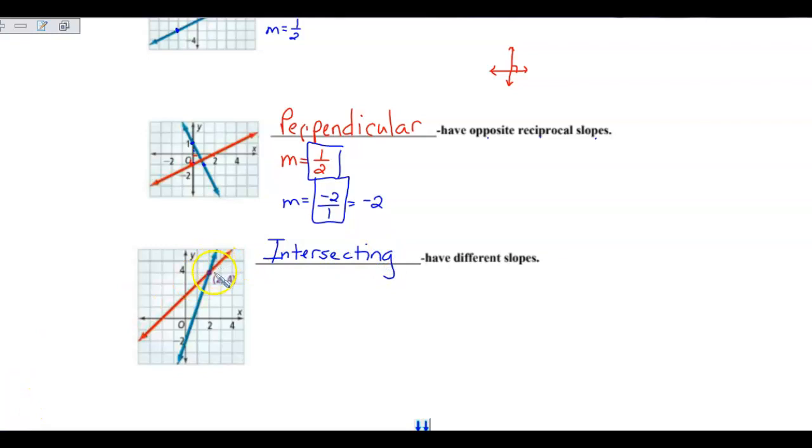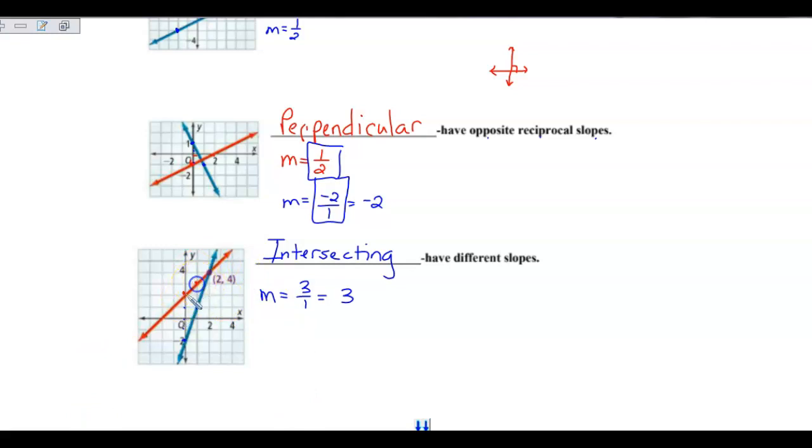Okay. We can find the slope of each. So let's do the blue one first since I have blue ink. Coming from here to here, so it's 1, 2, 3 over 1. So it's up 3 over 1. That simplifies to 3.